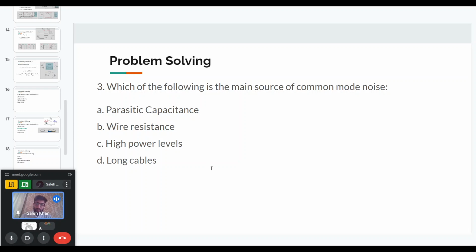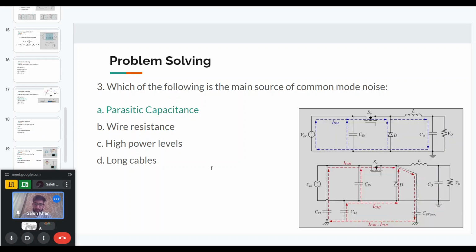But if we talk about the source of the noise, once we have these dV/dt and dI/dt, it is mainly the parasitic capacitance which provides the path for the common mode noise. So for this question, it is the parasitic capacitance that is responsible for providing the path of the common mode noise, and so it is the main source of the common mode noise, we can say.